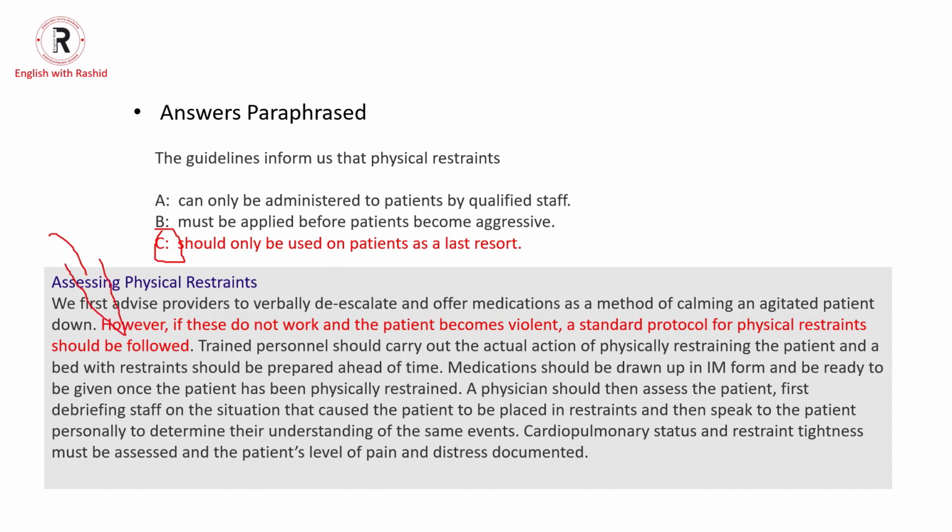And look at how it has been paraphrased in the text. However, if these do not work and the patient becomes violent, a standard protocol for physical restraints should be followed. So look at it, it's totally different from the words appearing in the options. So if you're trying to match the keywords of the options with the text, you might not be able to find the answer. Now let us understand the distractors with this example.